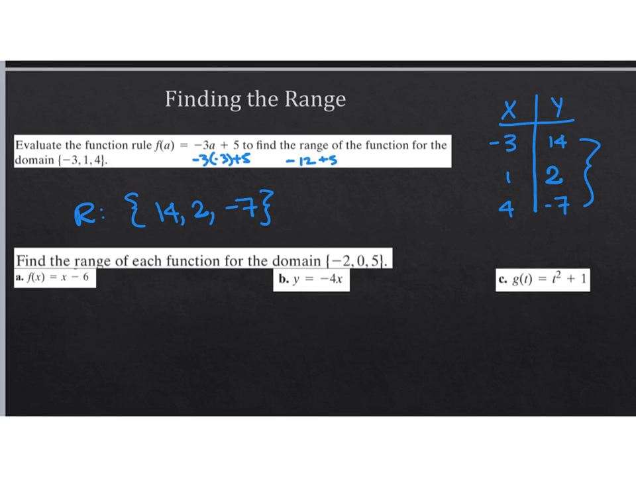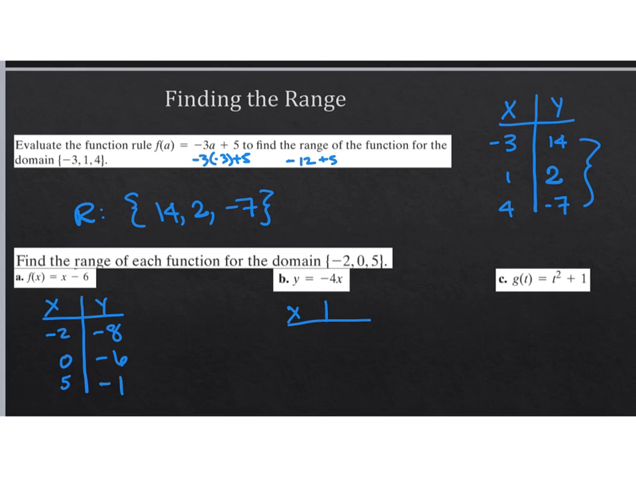So now I'm going to do the same thing. It says find the range of each function for the domain -2, 0, and 5. If you want to, I personally think the table is probably the easiest way. So I have -2, 0, and 5. So -2 minus 6 will give me a -8. 0 minus 6 is a -6. And 5 minus 6 is a -1.